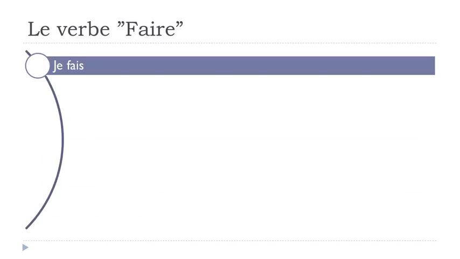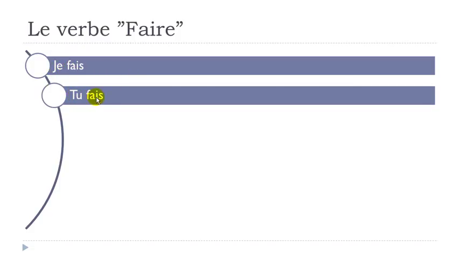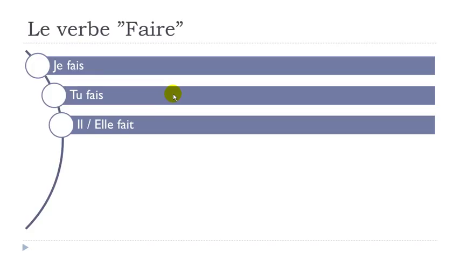So le verbe faire. Je fais. Remember, final S not pronounced. Tu fais. Same rule here, final S not pronounced. Il, masculin, and then elle, féminin, fait. Final T, not pronounced. So if we take a second, you can see that here, here, and here, you get the same phonetic form, the same form that you will pronounce. So you get je fais, tu fais, il fait, and then elle fait.